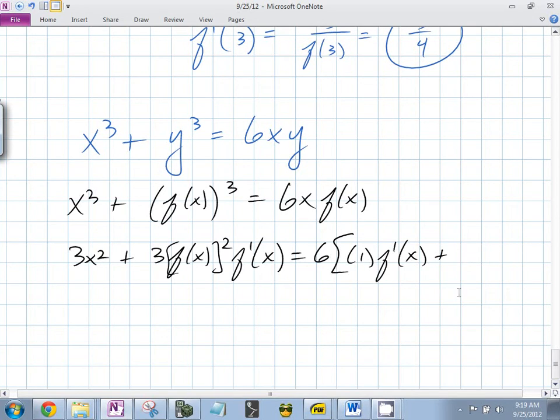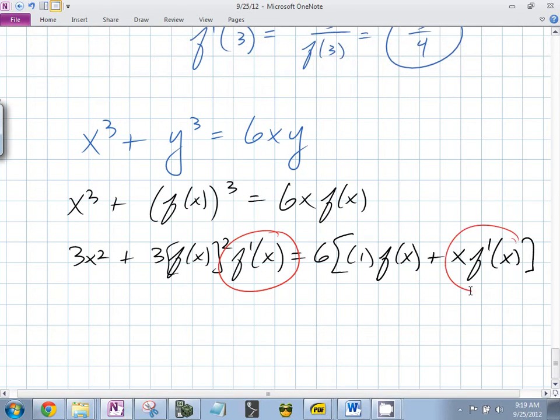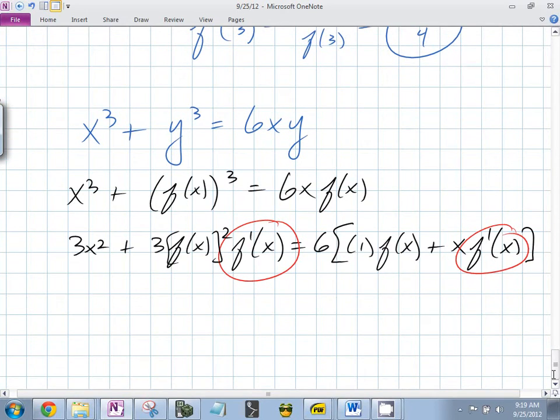No, I just factored the 6 out. Oh, I did the. Oh, what was wrong? Oh, don't do that. The derivative of the first times the second plus the first times the derivative of the second. What can we now isolate? Yeah, we can isolate f prime. In order to isolate f prime, what am I going to need to do first? Get them on the same side, exactly.